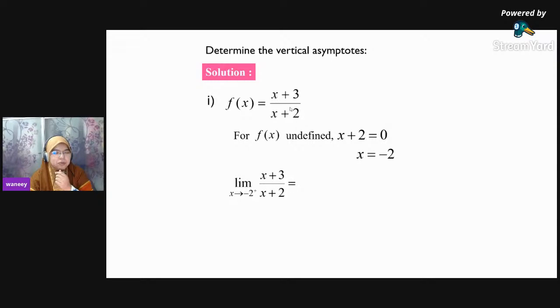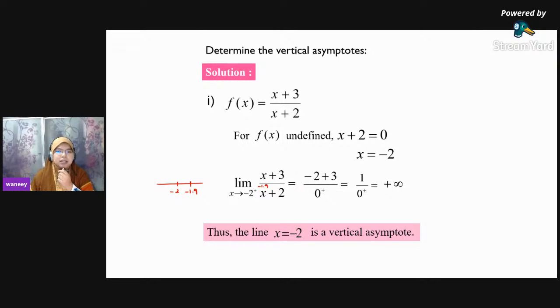Okay, so negative 2 from the right hand side of x plus 3 over x plus 2. So it will become negative 2 plus 3 over 0 with a plus. So how do we get 0 with a plus? This is negative 2 on the right hand side, so adding 0.1 to it, this is negative 1.9. So negative 1.9 plus 2, I do know this is 0 with a plus. So I got 1 over 0, which is definitely positive infinity. Therefore, you can say that x equal to negative 2 is a vertical asymptote.